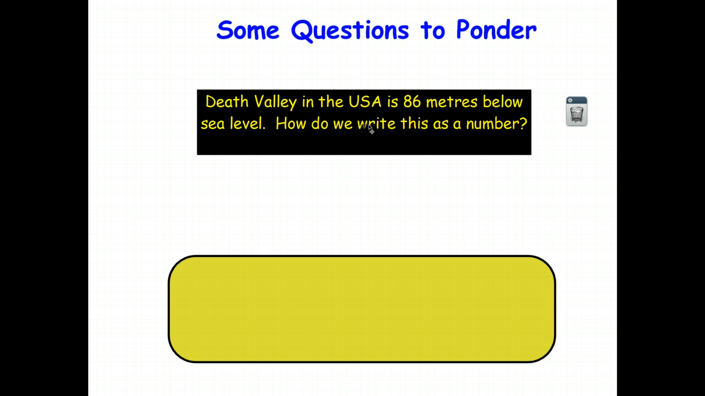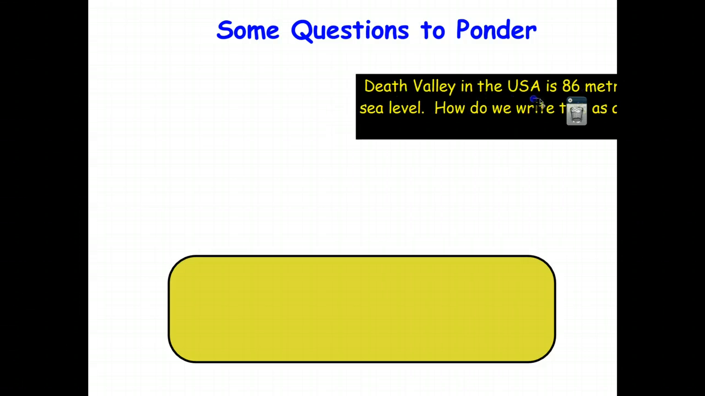Death Valley in the U.S. is 86 meters below sea level. So how do we write this as a number? Well, obviously, sea level we'll consider to be zero. If you're above sea level, that's positive. If you're below sea level, it's negative. So the answer is you'd write their altitude as negative 86 meters.